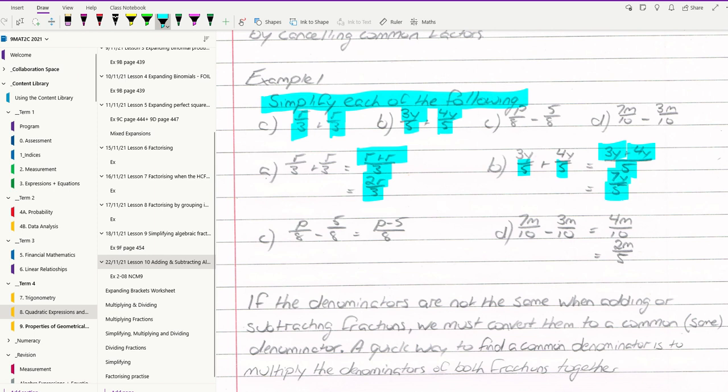Our next one, we are subtracting. We've got p on 8 minus 5 on 8. Putting them both over the common denominator of 8, we have p minus 5 on 8.